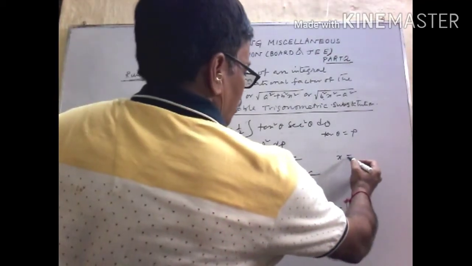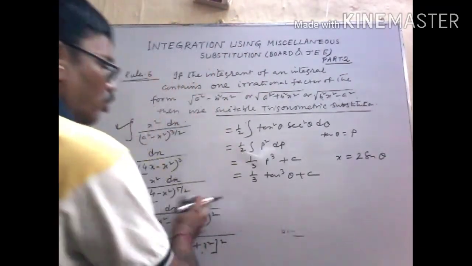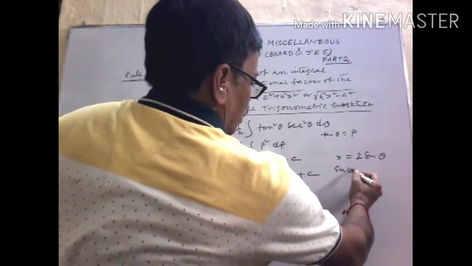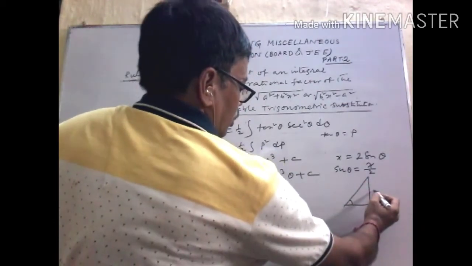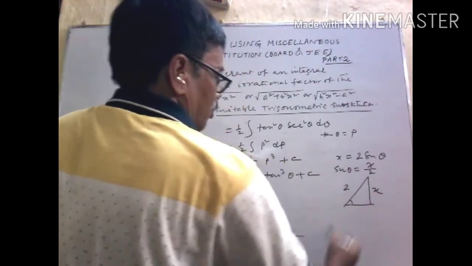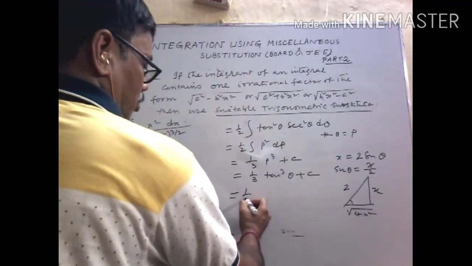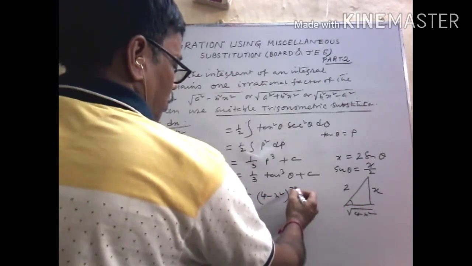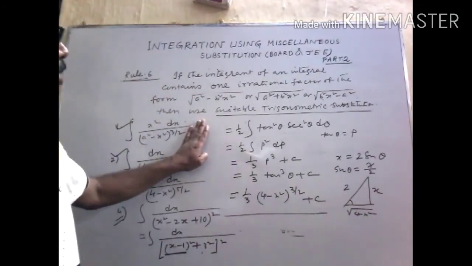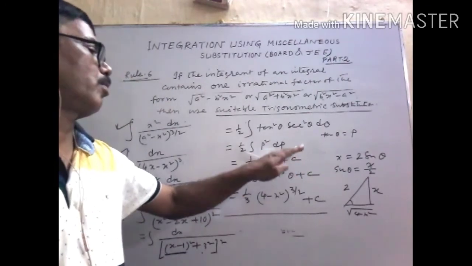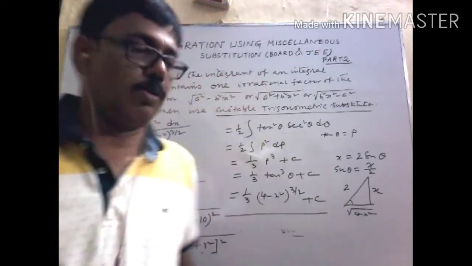Now x equals to 2 sin theta, so we have to write in terms of x. So sin theta equals to x by 2. If we draw the figure, this is sin theta, so this is perpendicular, this is hypotenuse, and this is root of 4 minus x square. So 1 by 3 of x by root 4 minus x square whole cube, plus c, that is, 4 minus x square whole to the power 3 by 2. So using a suitable trigonometric transformation, the integrand is transformed to standard form. Then p to theta, theta to x. So look.